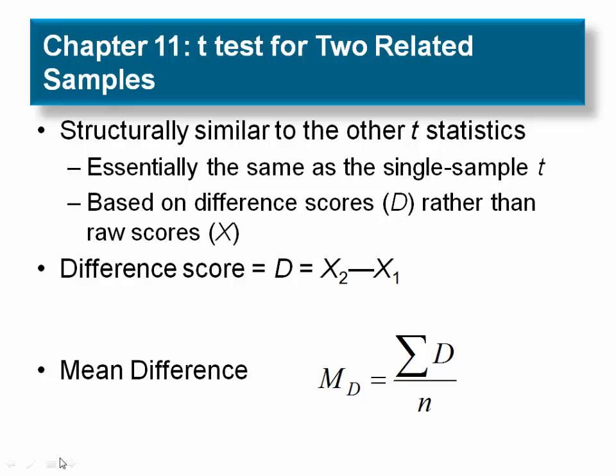The notation shown on the bottom of the slide stands for the mean of the difference scores, or M with a subscript of D. And we calculate that by dividing the sum of the difference scores by the number of pairs of scores we have. For this type of t-test, we calculate N by totaling up the number of pairs of scores we have.